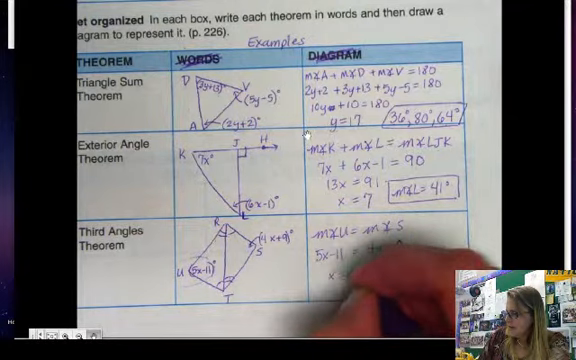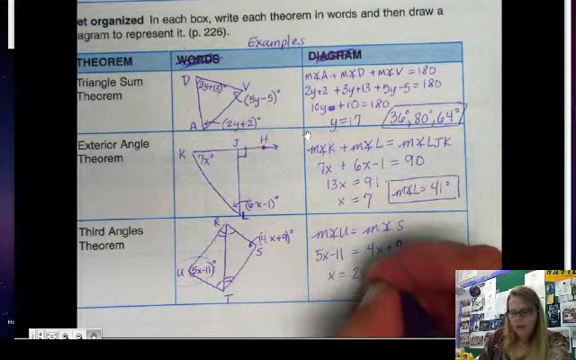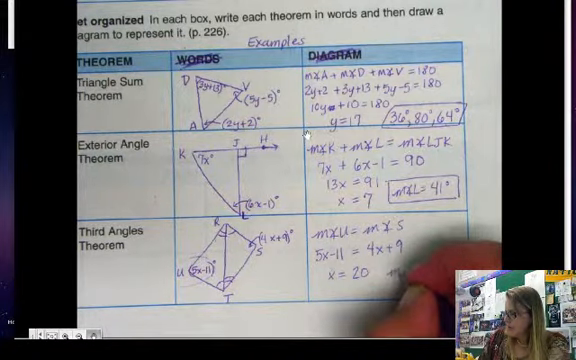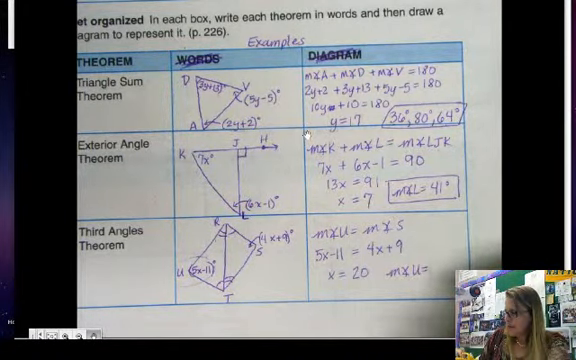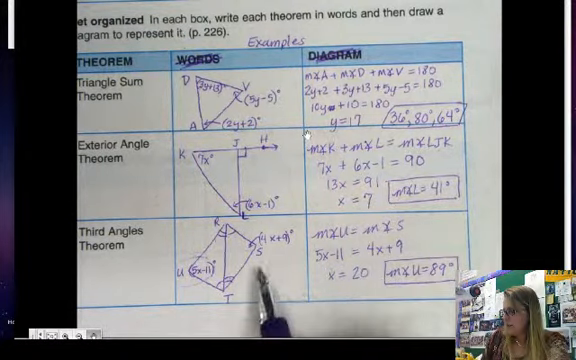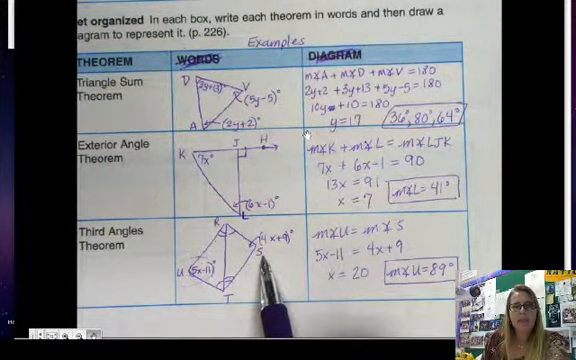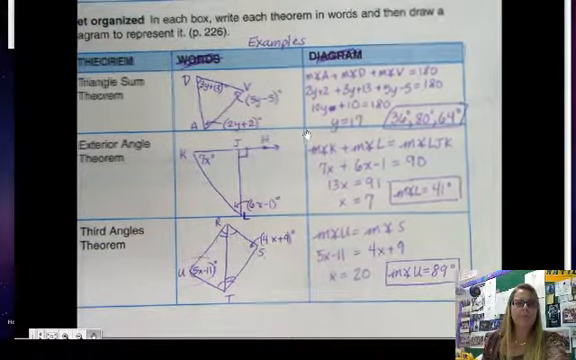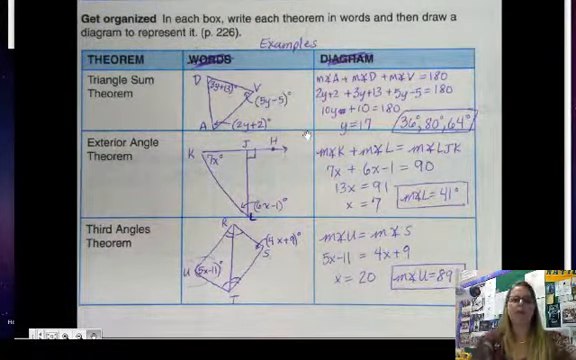So x equals 20. And then you plug it in, so the measure of angle U would be 20 times 5, which is 100, minus 11 is 89 degrees. And I could also find the measure of angle S by doing the same thing, plugging it in there. And it should also be 89 degrees. Okay, so those are some examples of using these three different theorems that you learned today.